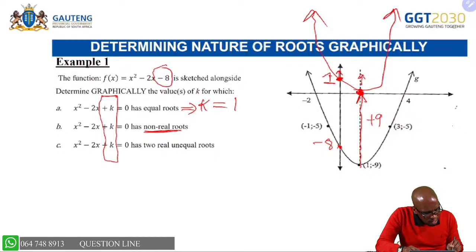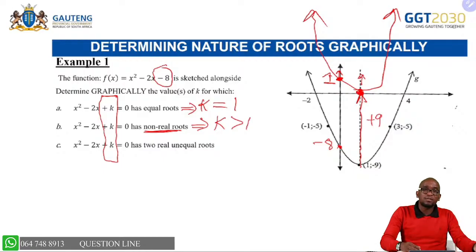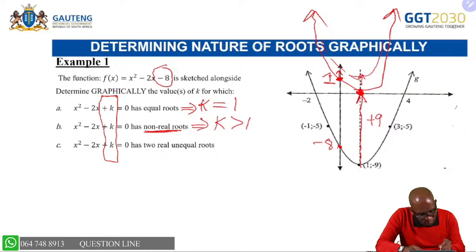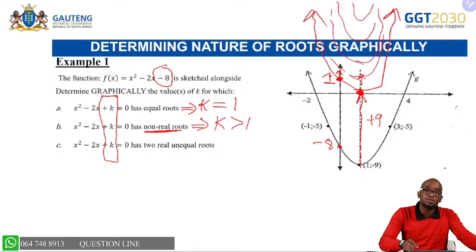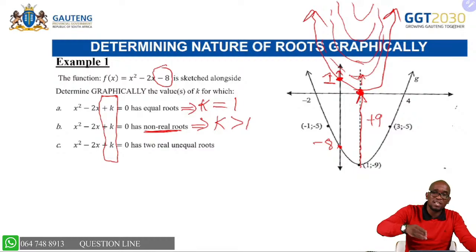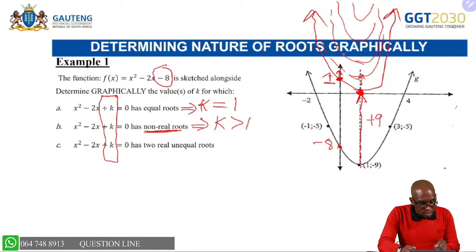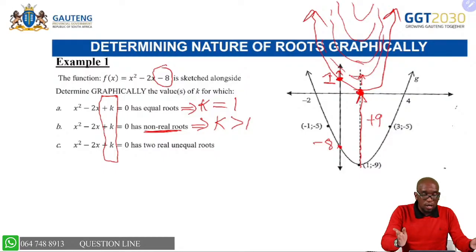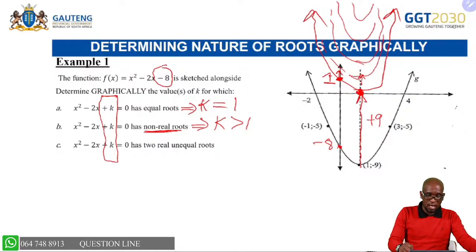So we're going to say immediately when k is greater than 1, then the graph will not touch the x-axis. So as the value of k grows bigger than 1, the graph does not touch the x-axis. So we say that it has non-real roots. You can see here that there is no place where it touches the x-axis. Remember what I said with these questions. I said you are going to be looking at the values of y for which x exhibits a specific behavior.